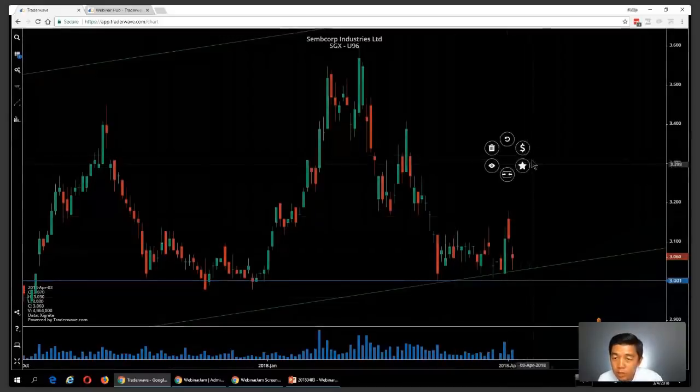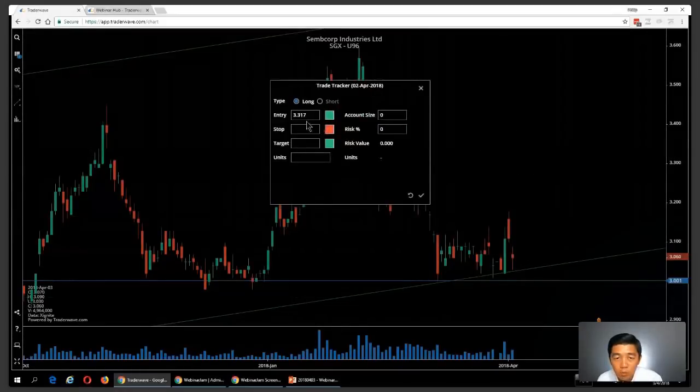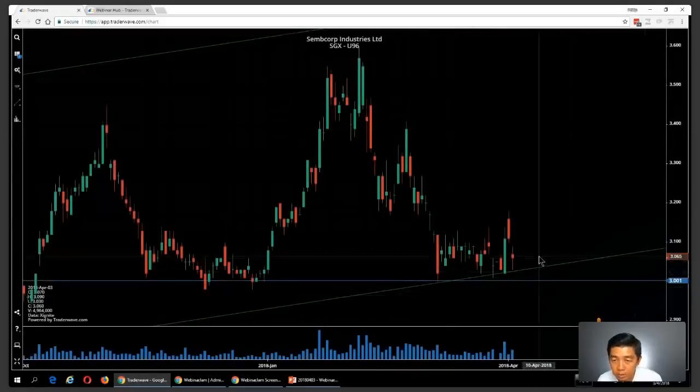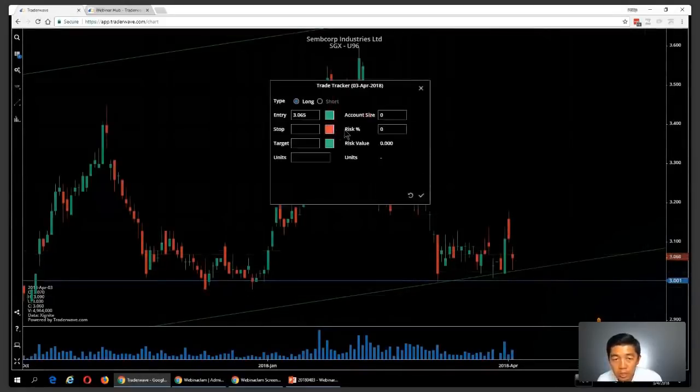So let's try to size the trade right now. My entry level, let's say estimated, is 306. My stop loss, just now earlier on we were talking about 296. Okay, hold on, let me just take a look again. Yes, 296. All right. So entry 306, stop loss 296.